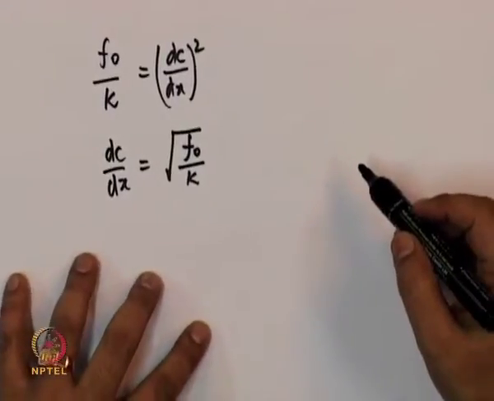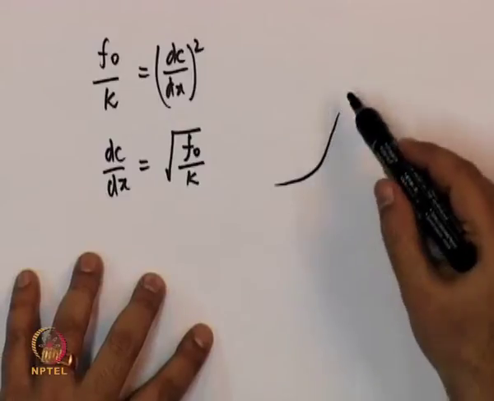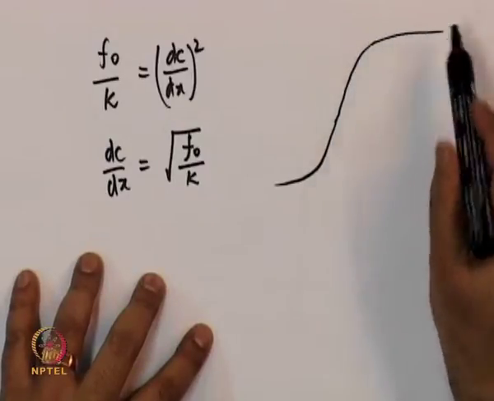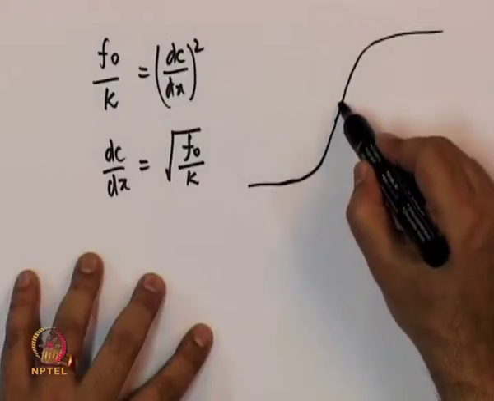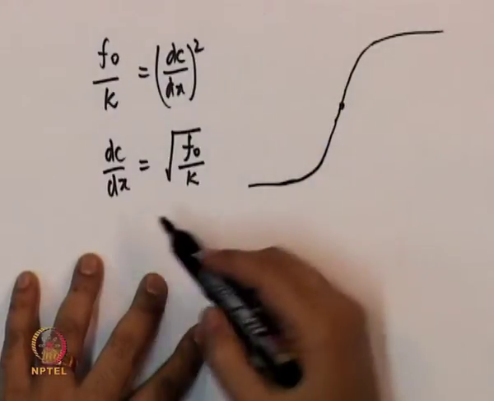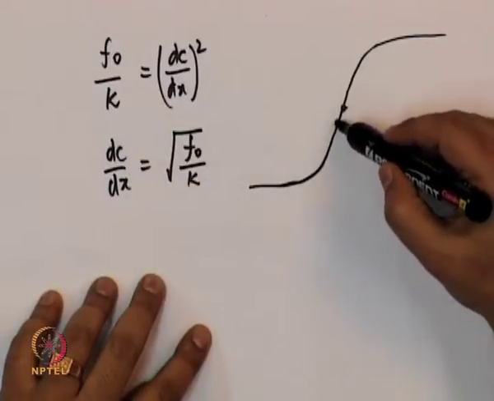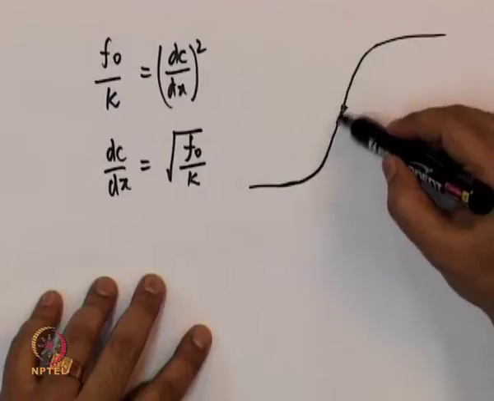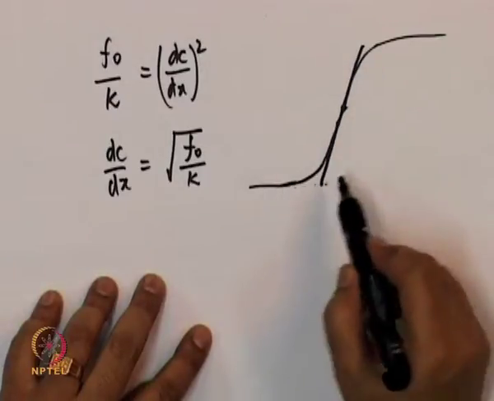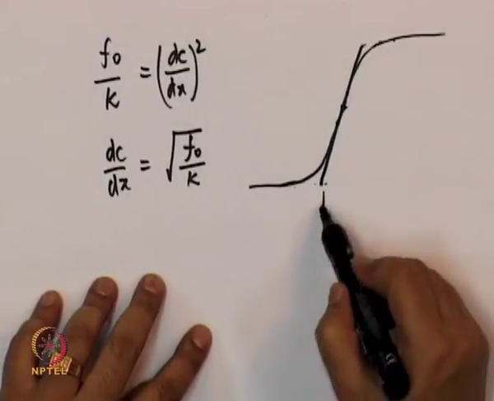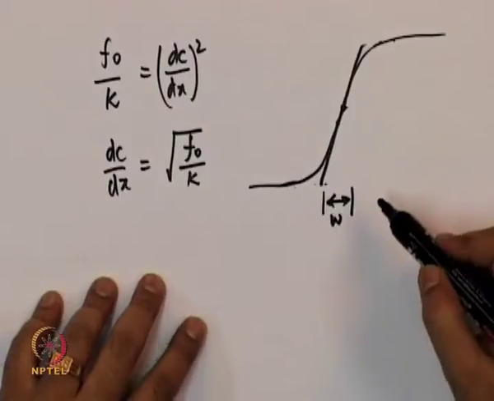So, what we want to do is, you have this interface. Let us take the central point and evaluate dC by dx, which will give the slope of this curve at that point, and you extend it wherever it cuts 0 and wherever it cuts 1. This distance is what is defined as the width of the interface.